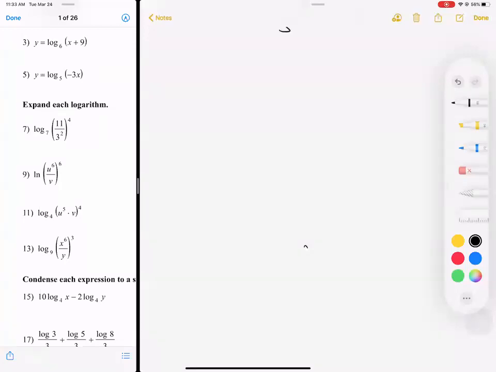So homework problem number 7. Actually, in the homework, they want you to just leave it as the base that they provide. So we're going to expand. Expand means we're going to write it out. Log base 7, 11 over 3 squared to the 4th power.